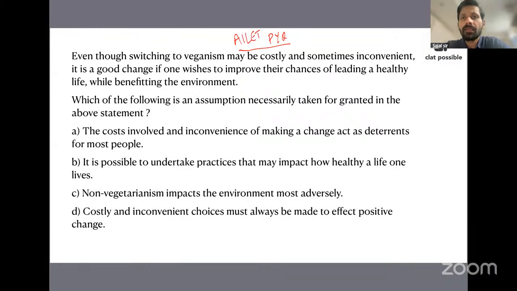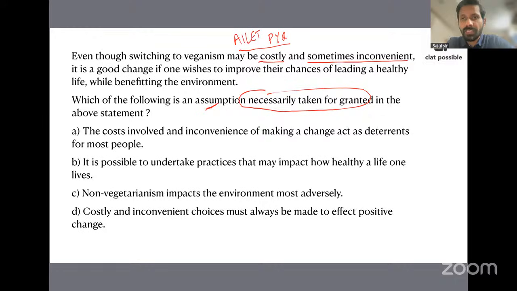Okay. Even though switching to veganism may be costly and sometimes inconvenient, it is a good change if one wishes to improve their chances of leading a healthy life while benefiting the environment. Okay, so it may be costly and sometimes inconvenient, right? Which one of the following is an assumption necessarily taken for granted, right? All these phrases tell us that it is an assumption question, right? Even if there is no assumption mentioned.